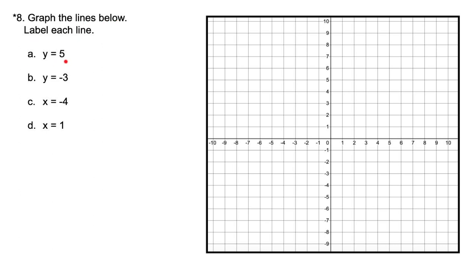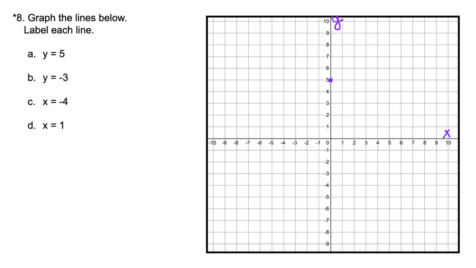Number 8 we'll do together. Graph the lines below, label each line. For A, y equals 5. So you want to think about where is y equals 5, and the first thing I like to do is label my x and y axes. So I'm going to label my horizontal axis x and my vertical axis y. And I'm looking along my y-axis then. This is my y-axis.